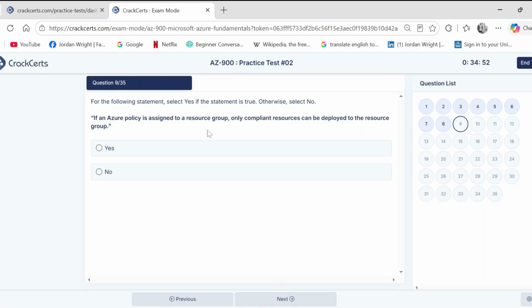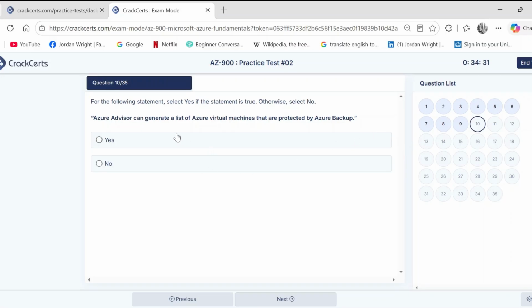Azure sites where only compliant can be deployed. Yes, I would say yes. So compliant. Yeah. Azure Advisor, I think it's a yes. Azure Advisor can list virtual machines protected by Azure Backup. It's a yes. I would say no.